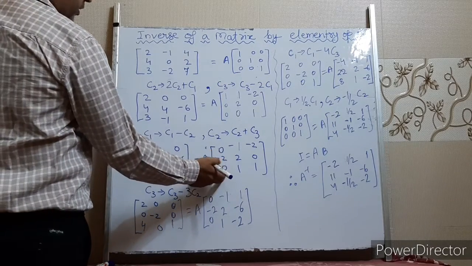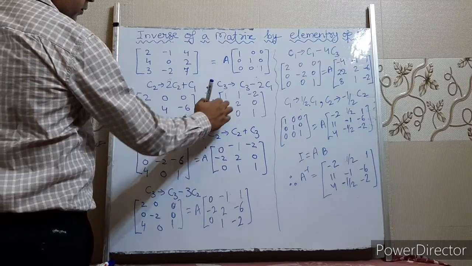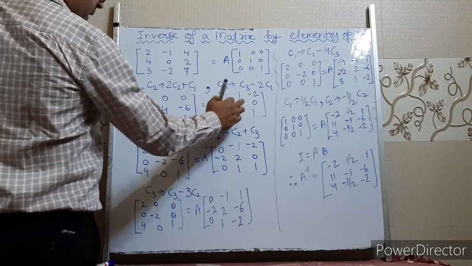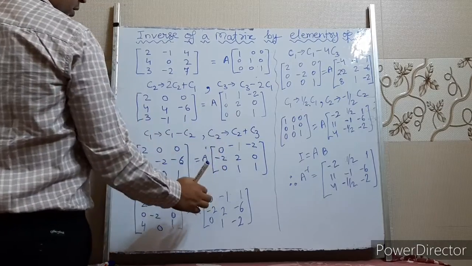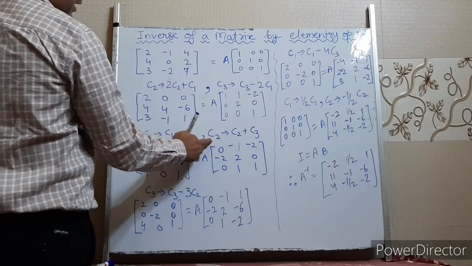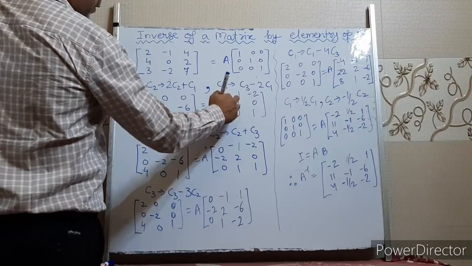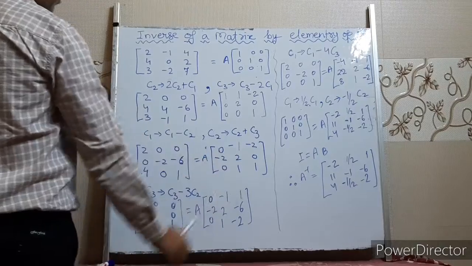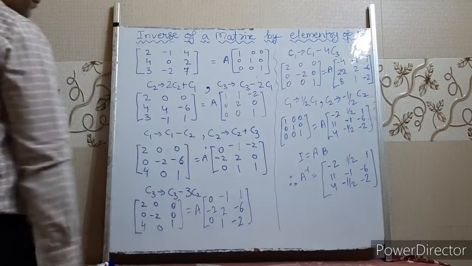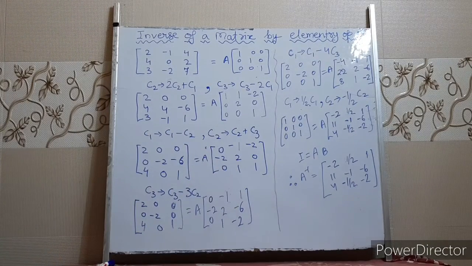Same operation we are applying here. C1 minus C2, when you do C1 minus C2, 1 minus 1, 0, 0 minus 2, minus 2, 0 minus 0, 0. C2 plus C3, and we are going to change in C2. C2 plus C3, 1 minus 2, minus 1, 2 plus 0, 2, 1, 0, 1. C3 will remain same. Understood this much?